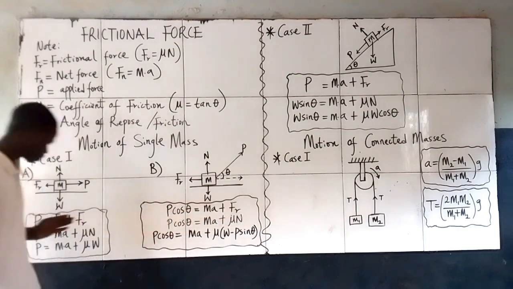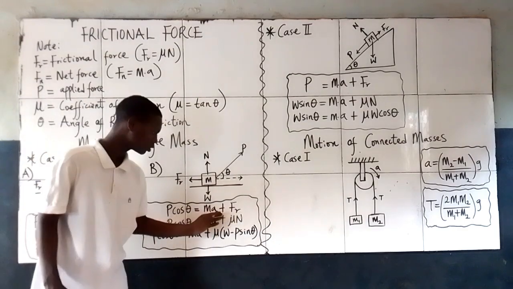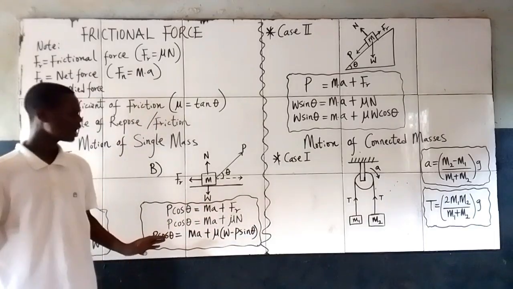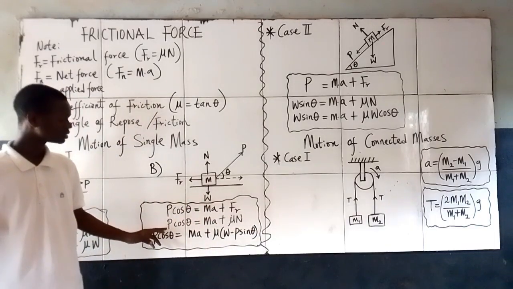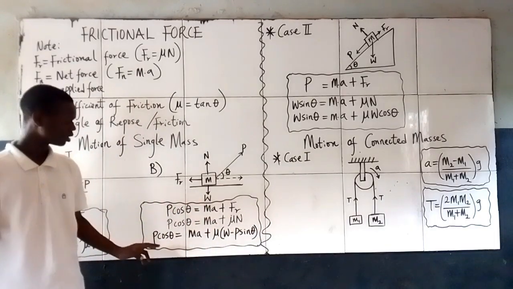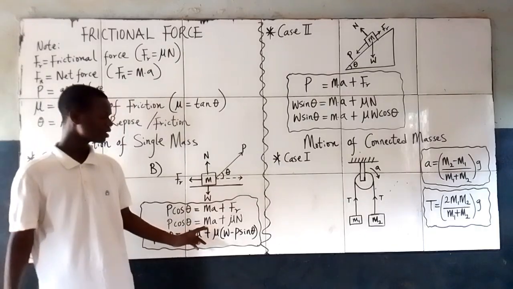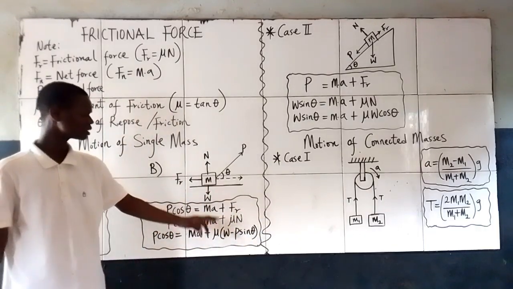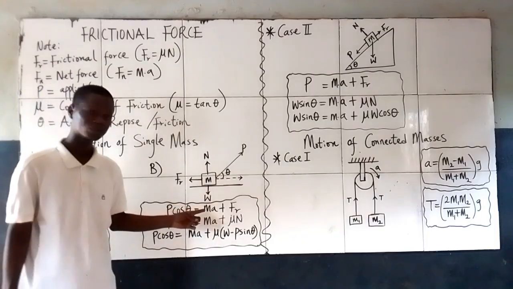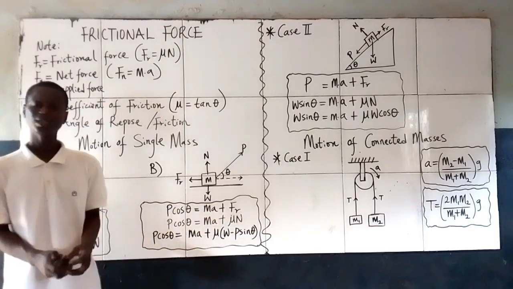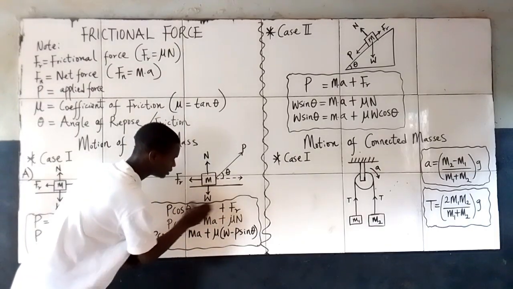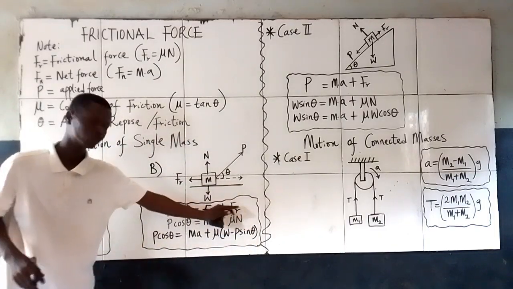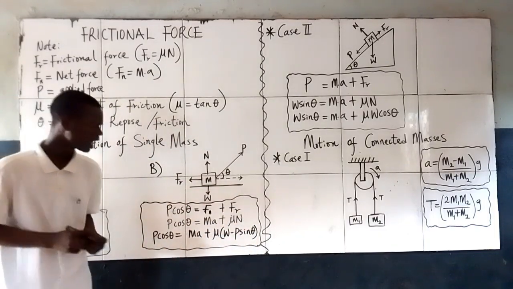The rest of the variables will remain the same. Ma plus the frictional force. Now we can continue and say P cos theta will be equal to Ma added to mu n. Like I said, frictional force is mu n, while net force is Ma. Let me just quickly put that here in the first place. This is going to be Fn plus frictional force.